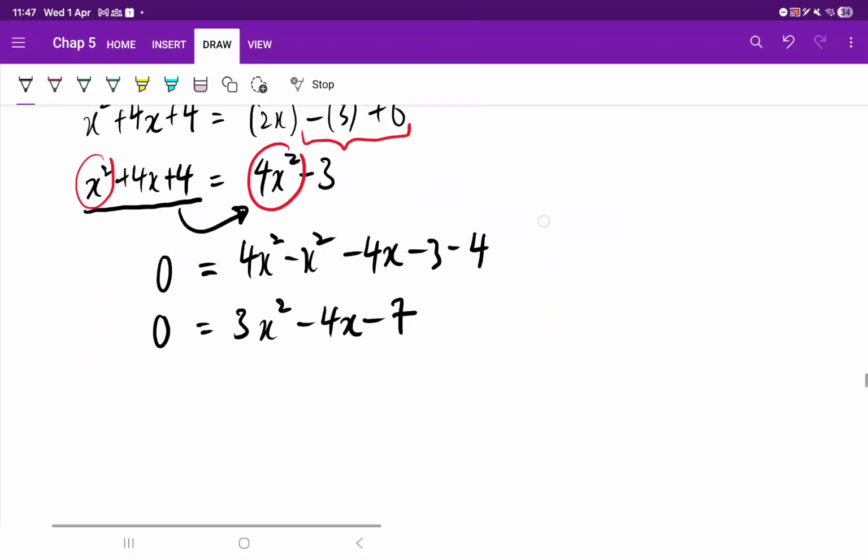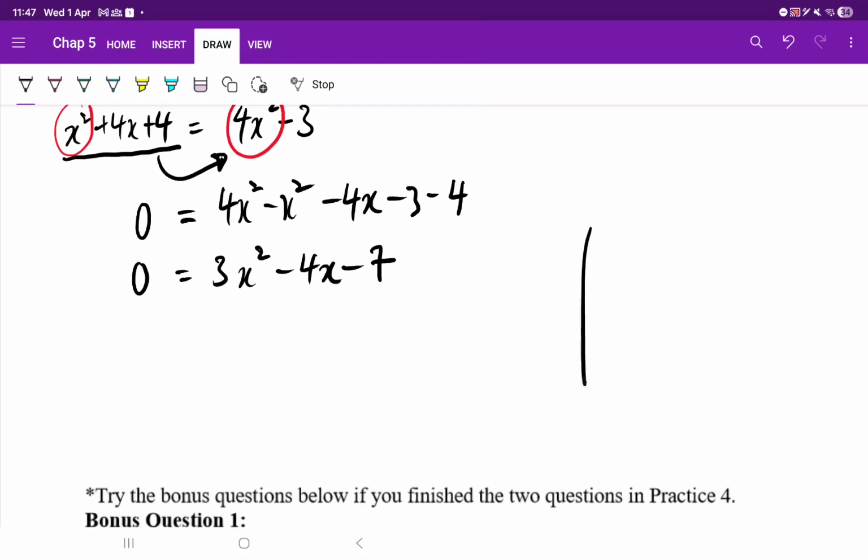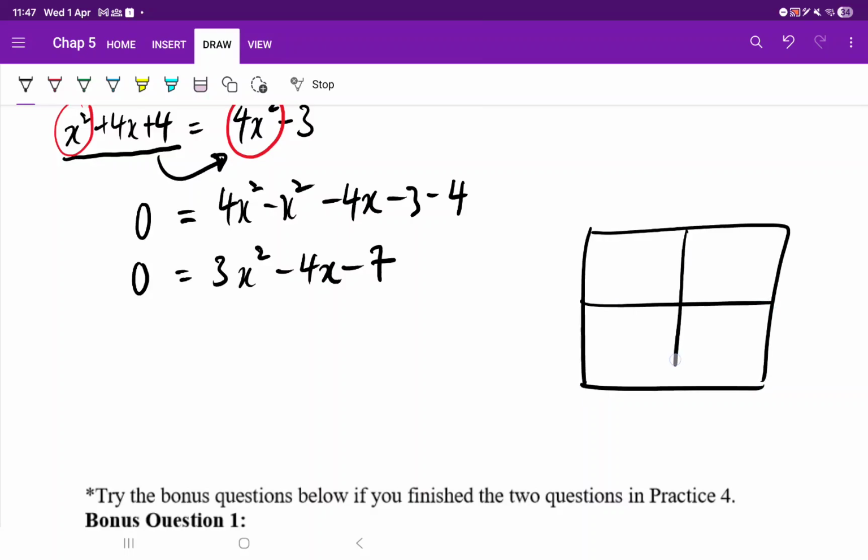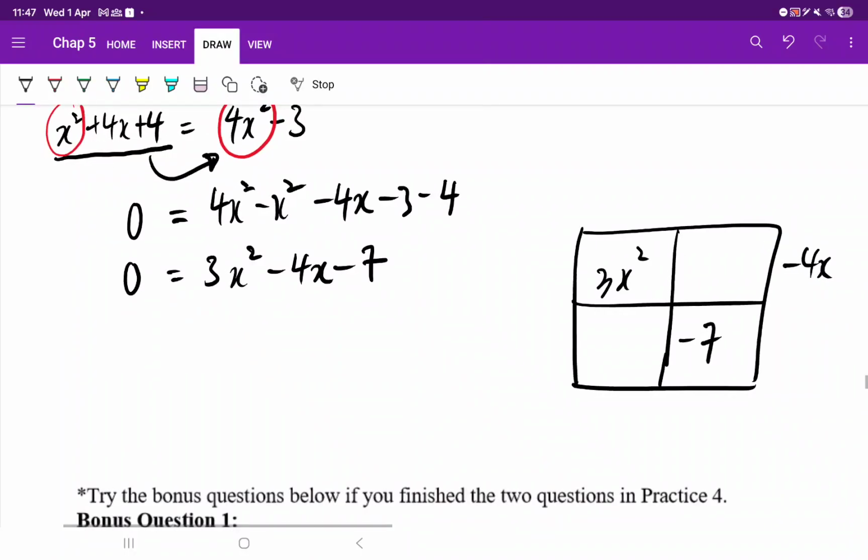Okay? Now the next step is factorization. I draw the box, I fill in the blank, 3x squared minus 7 and minus 4 outside. 3 and 7 are prime numbers. When I see prime numbers, I'm very happy because I know that there is only one way to multiply them. So 3 must be 1 times 3. 7, because it's a prime number, has to be 1 times 7. So I will do 1 times 7 like this.